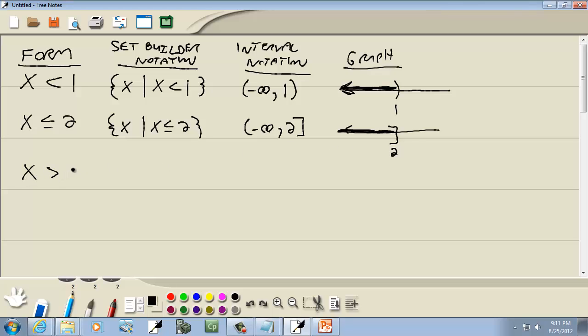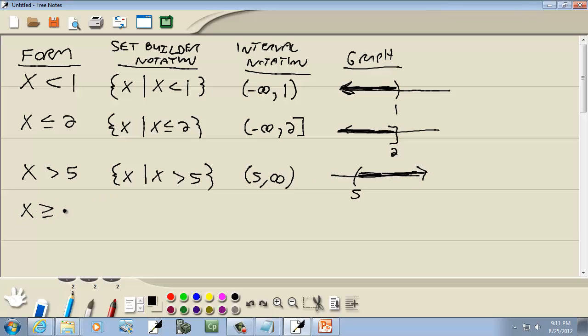Now we have x is greater than 5, for example. This is our set builder. And then have parentheses on the 5, and it's going to positive infinity. And again, parentheses on the 5, and it's shaded to positive infinity. And then we have x is greater than or equal to 10. You can have any number there. Greater than or equal to. Bracket on 10 because it's a greater than or equal to, and it's going to positive infinity again. Like that.